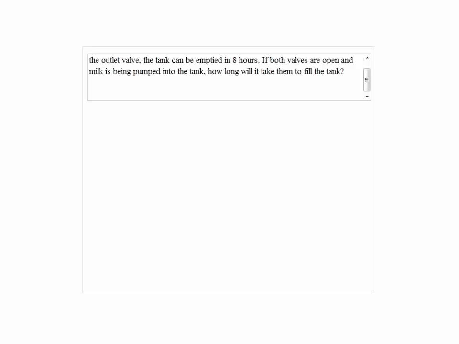At a dairy plant, a milk tank can be filled in 6 hours using the inlet valve. Using the outlet valve, the tank can be emptied in 8 hours. If both valves are open, and milk is being pumped into the tank, how long will it take to fill the tank?